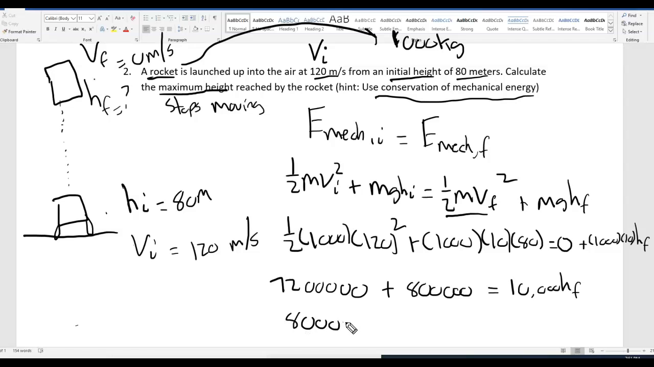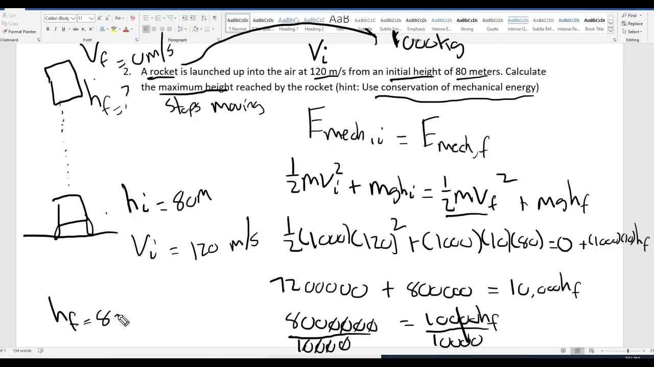So 8,000,000 equals 10,000 h final, and the h final is multiplied by 10,000. So to undo that multiplication, I need to divide both sides by 10,000. I divide both sides by 10,000, and I get h final equals, just canceling these zeros out, 800 meters. And so that is the answer to my question.